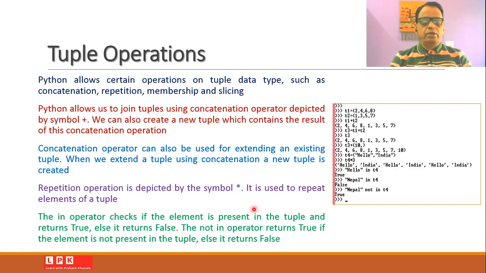We can check whether an element is present in the tuple or not, and the in operator is used for this. If it is present, it will return a true value, otherwise a false value. The not in operator returns a true value if the element is not present in the tuple, otherwise it returns a false value. For example, if I write hello in T4, it will return true. Nepal in T4 will return false. Nepal not in T4 will return true.